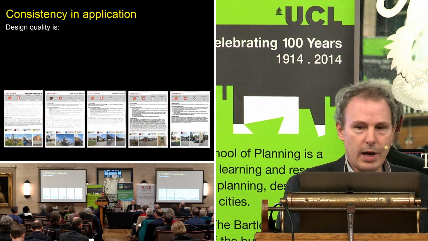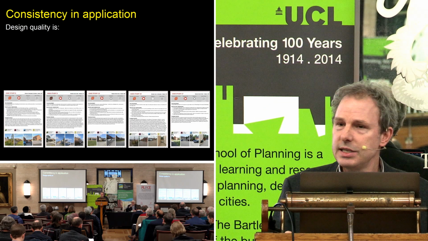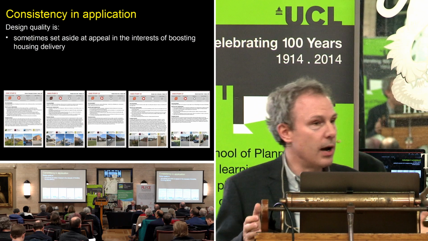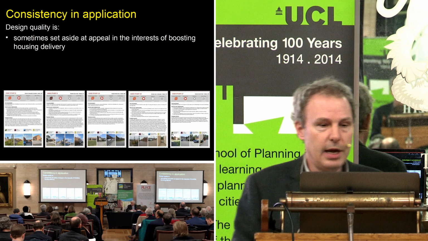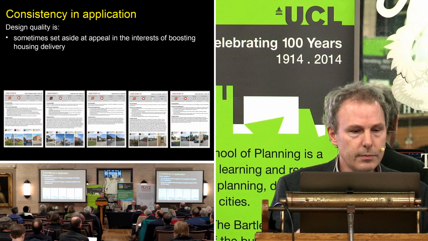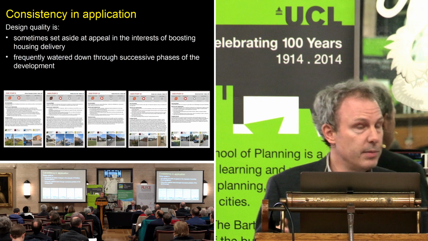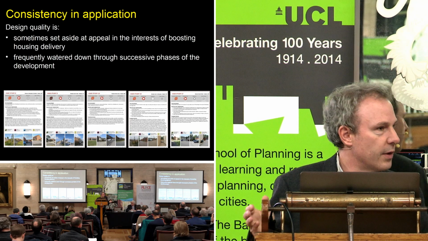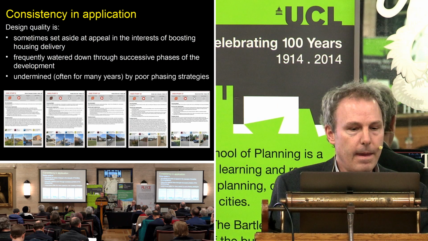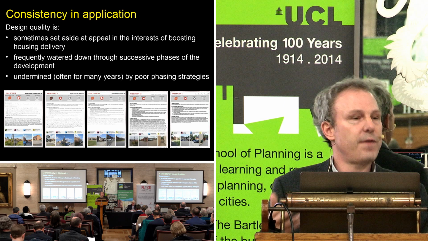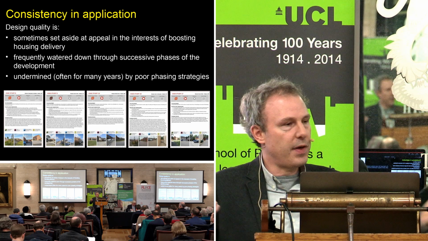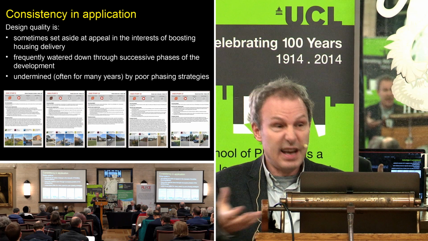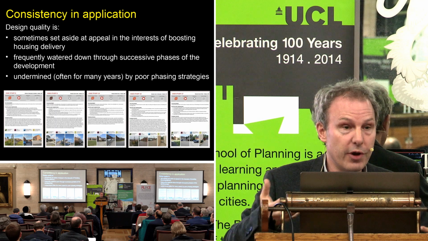For their part, the case studies that we undertook revealed some key issues around the consistency with which design aspirations are being delivered. Notably, that design quality is sometimes set aside at the appeal stage, in the interest of boosting housing delivery. That frequently schemes over time seem to be watered down through successive phases of development. Start off with great ambitions, but that waters down through time. And often schemes are undermined for many years through the phasing strategy. That not everything, of course, can be delivered on day one through a phasing strategy, but the way schemes are phased actually seems to completely undermine the quality of the place for many years during that development process.